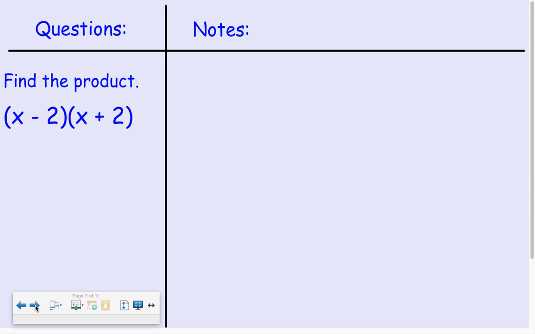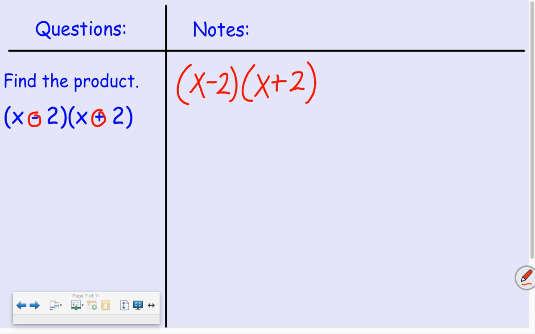All right, so now we're to the third kind. We've done the first two problem types. Now we're going to do our ones where the parentheses are the same except for one is addition and one is subtraction. So the only thing that's different is those. Let's see what happens on these ones. So FOIL.